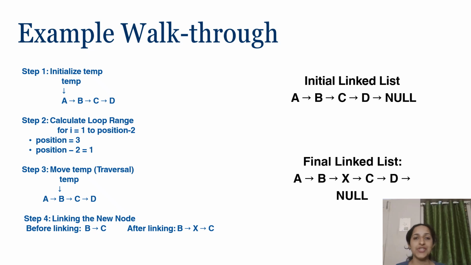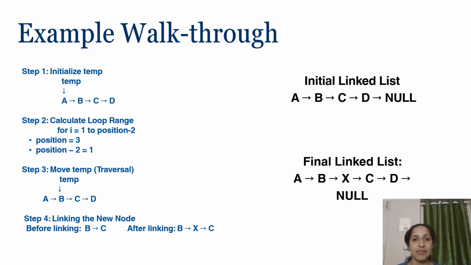Let's walk through a visual example. Imagine we have a list of students A, B, C, and D. We want to insert a new student X at position 3. We initialize our temp pointer at student A. We calculate our loop range as position minus 2, which in this case equals 1. This tells the system how many steps to take to find the correct insertion point.